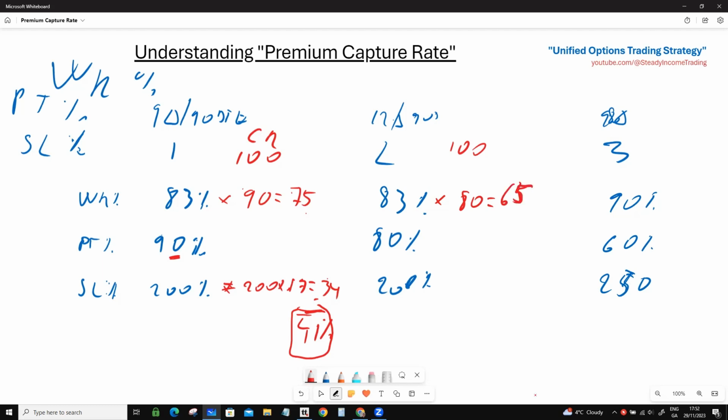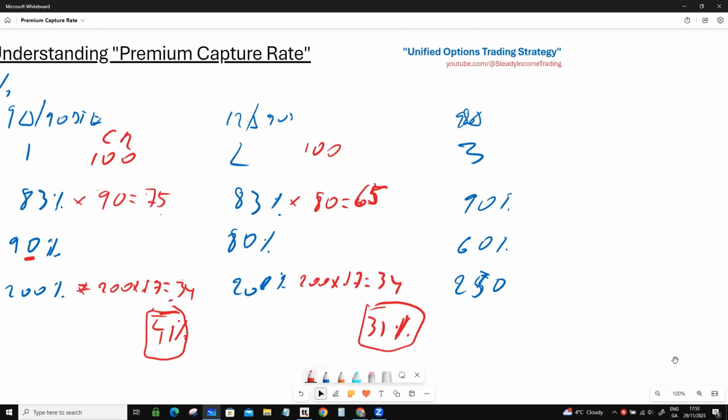All right, 65 for the win, and then for the loss, we're gonna get 200 loss, and it's gonna happen again 17% of the times. So it's gonna be same 34. And if you take 65 minus 34, you get 31. So on the surface, this one shows a little bit lower PCR as it is. And then let's move to the third one.